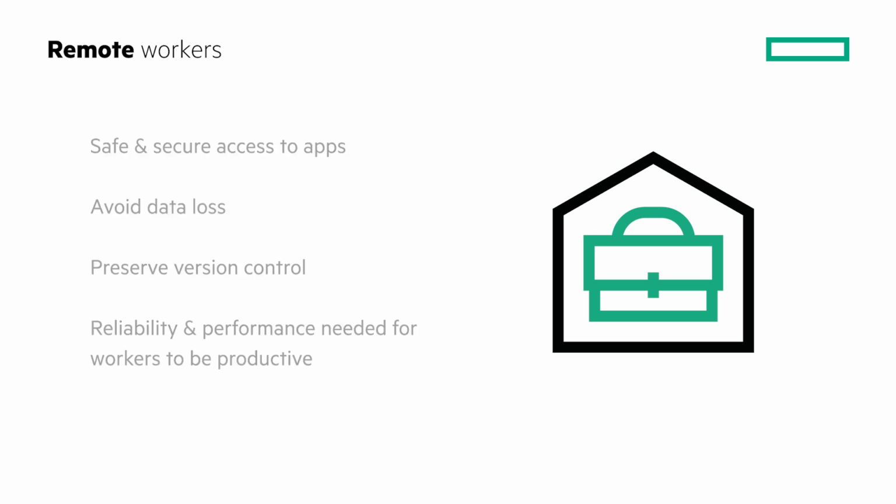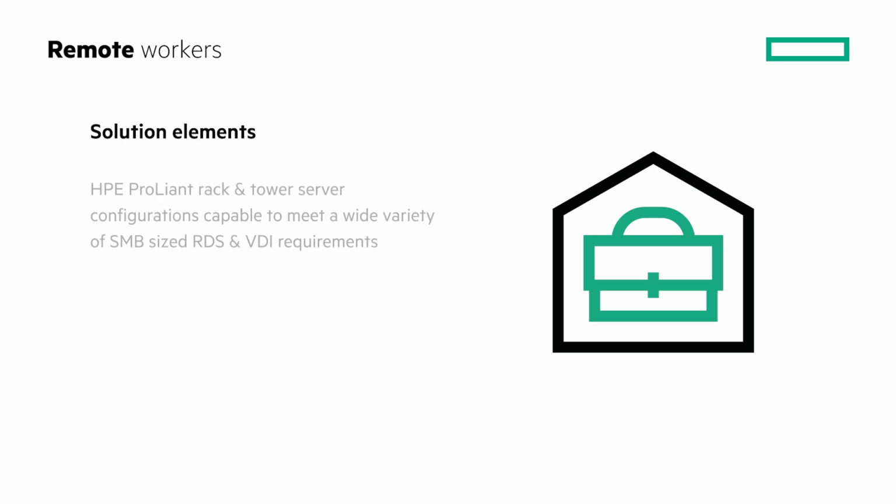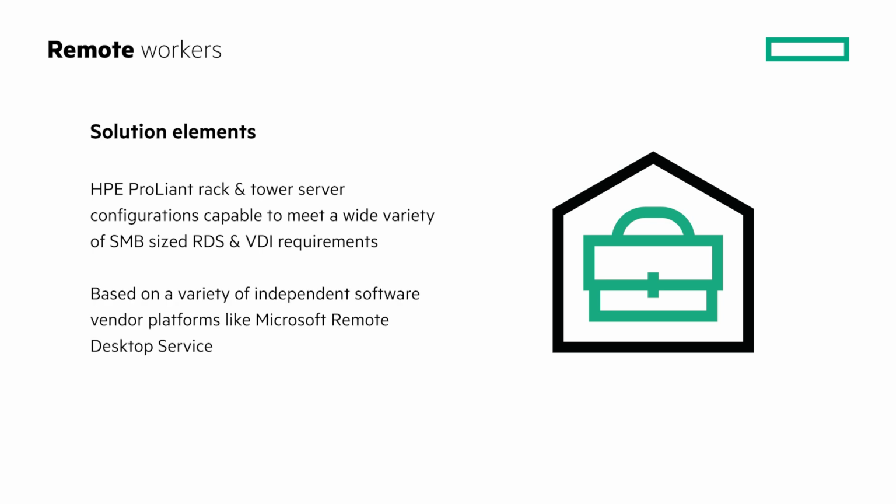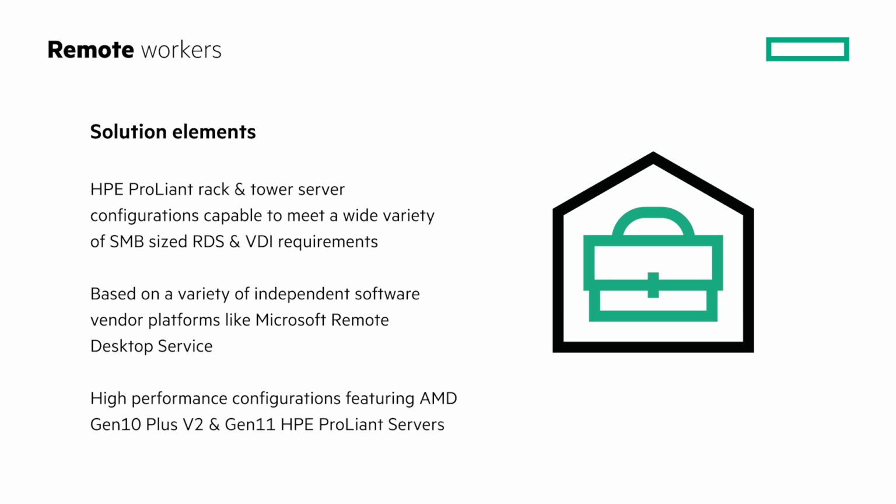The solution elements include HPE ProLiant rack and tower server configurations capable to meet a wide variety of SMB-sized RDS and VDI requirements. They are based on a variety of independent software vendor platforms like Microsoft Remote Desktop Service, so that customers have a freedom of choice. The current solutions include high-performance configurations featuring AMD Gen 10 plus V2 and Gen 11 HPE ProLiant servers.